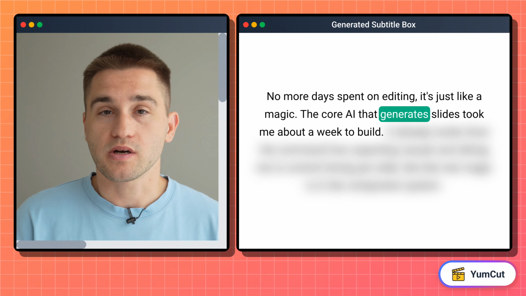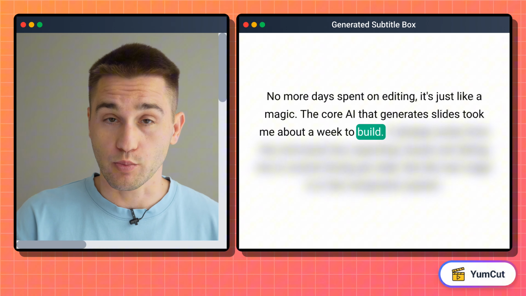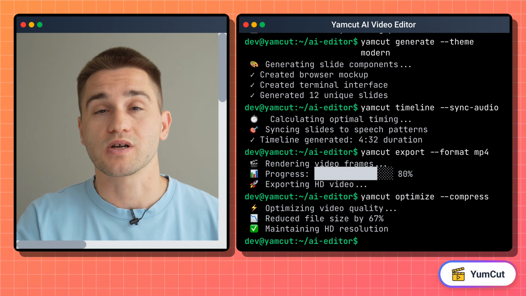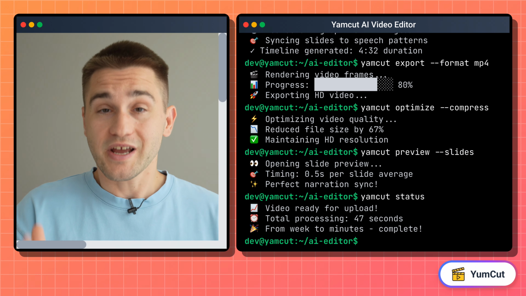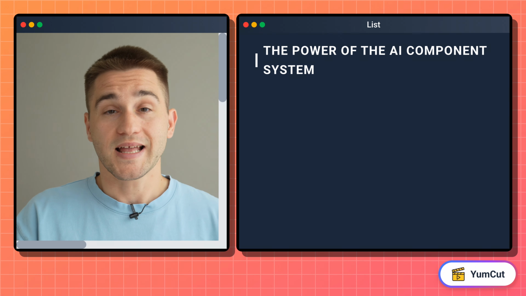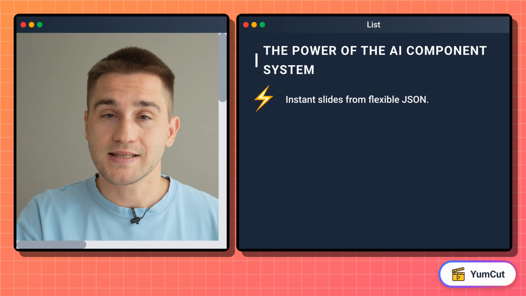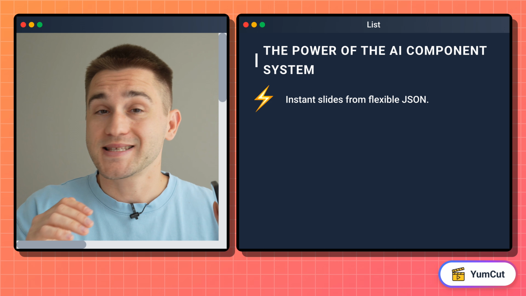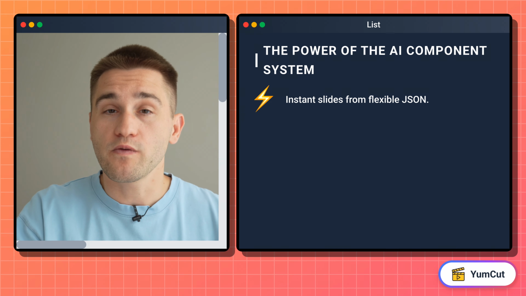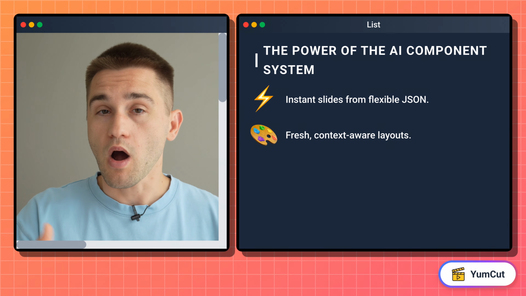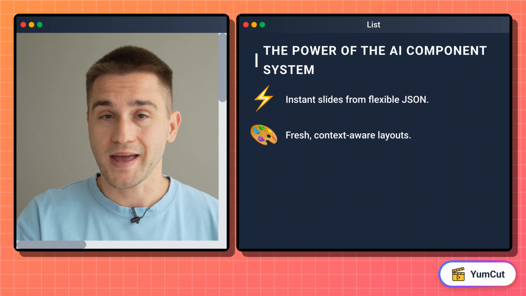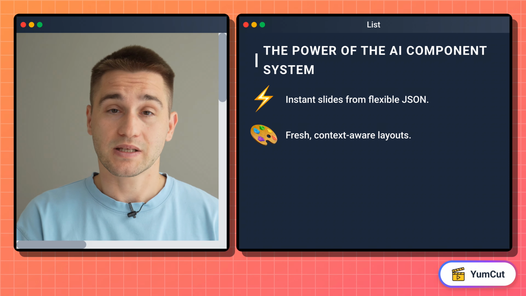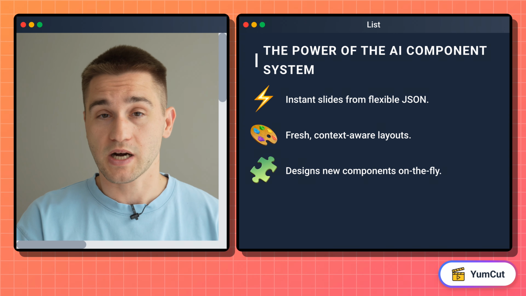The core AI that generates slides took me about a week to build. It already works from the command line, exporting visuals and letting me control timing per slide. But the real magic is in the component system. Instead of rendering fixed image templates, AI builds them from JSON. Fast, flexible and scalable. It adds any components, resizes them, moves them and even more. It adapts to context, generates fresh layouts on demand and never runs out of ideas. And even if the component library hits a limit, it can generate new components from scratch whenever needed.